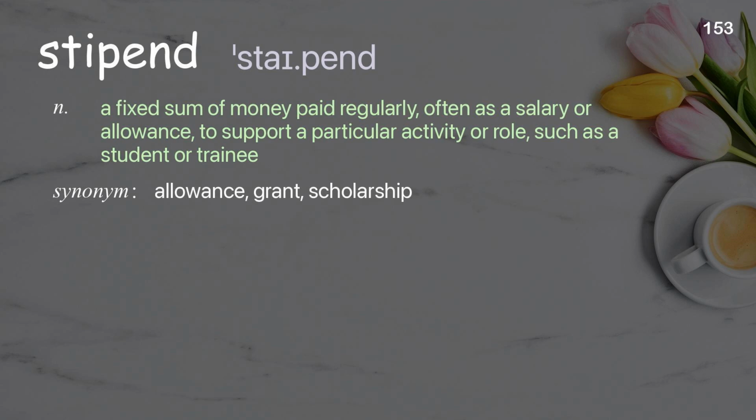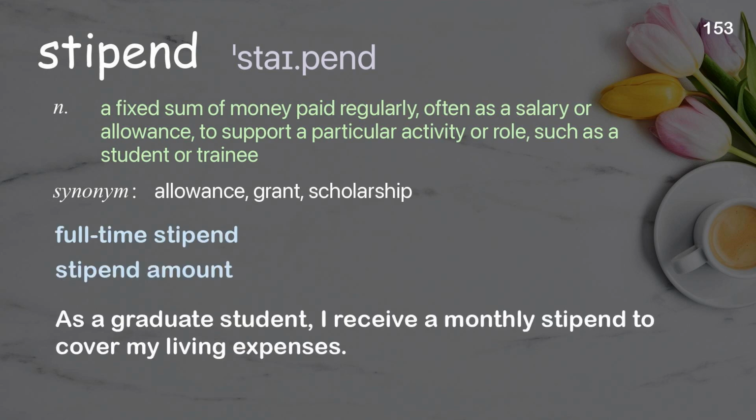Stipend. A fixed sum of money paid regularly, often as a salary or allowance, to support a particular activity or role, such as a student or trainee. Examples: full-time stipend, stipend amount. As a graduate student, I receive a monthly stipend to cover my living expenses.